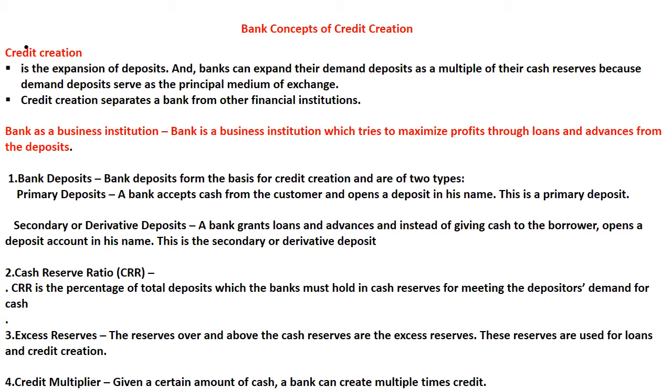Okay, then excess reserve, the reserves over and above the cash reserve. For example, they have to keep 10 lakh rupees as the cash reserve, but they have 25 lakhs with them, so that is the excess reserve. That is also used for loans and credit creation. Then credit multiplier: with a certain amount of cash, the bank can create credit multiple times.